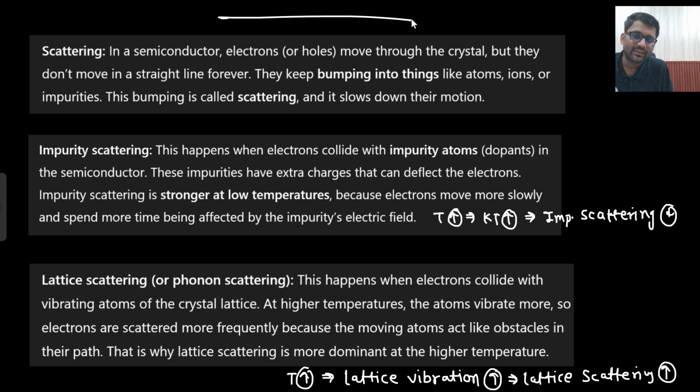Let's just say this is the temperature line. At lower temperature, impurity scattering is dominating, but lattice scattering is not dominating. As the temperature increases, the effect of impurity scattering is going down, but the effect of lattice scattering is increasing. And at higher temperature, only lattice scattering will be dominating, because electrons will be moving very fast, so impurity will not be able to attract or repel them. Is that clear to you?